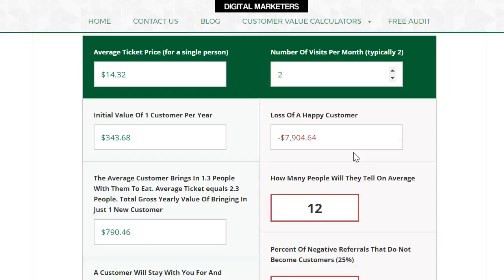Because let's run this through. So the loss of that happy customer, you went through this, and we're just going to use it at $14.32, is going to cost them $7,904.64 in lost revenues. Okay, but here's the kicker.